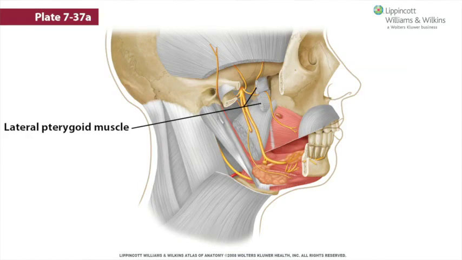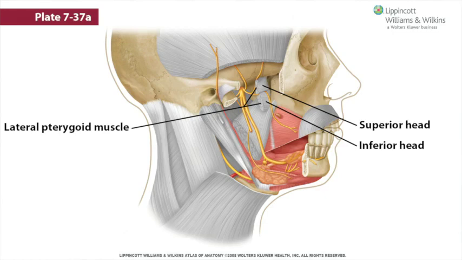Actually, the lateral pterygoid muscle has a superior and an inferior head. The inferior head is the part that originates from the lateral pterygoid plate, while the superior head originates from the greater wing of the sphenoid. Additionally, part of the medial pterygoid originates on the maxilla and the pyramidal process of the palatine bone.